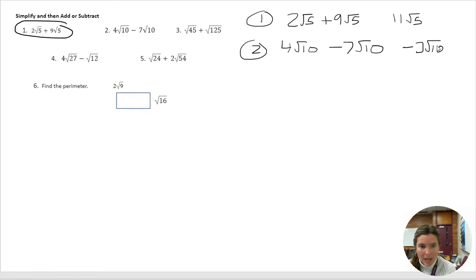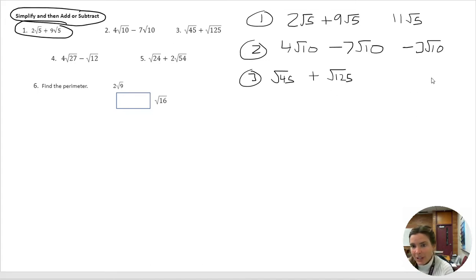Okay. On the next one, number 3, in order to combine the root 45 and the root 125, we need to simplify these first. Okay, simplify, then add or subtract. Because they're not like radicals like they are, we need to simplify them and see if we can write them as like radicals, and then we can combine them.